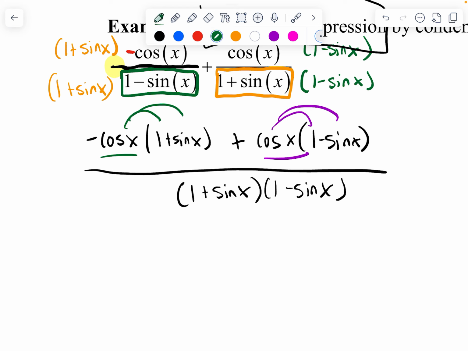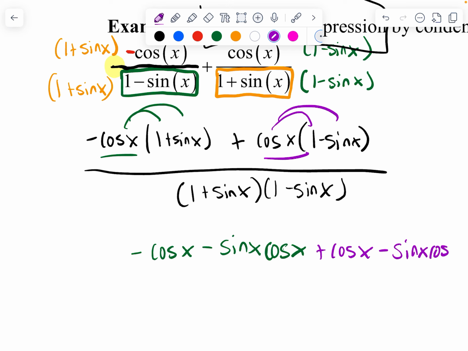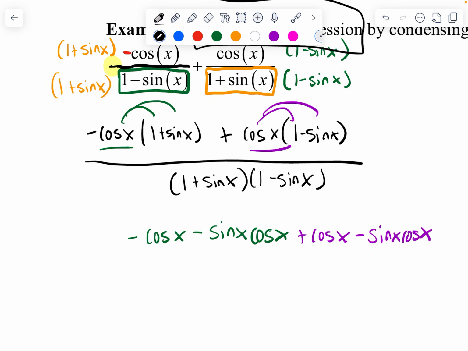So we get negative cosine x minus sine x cosine x. I'm just going to put the sine first because it rolls off the tongue easier when I say it. That's the only reason. Right? Same thing, cosine times 1 is plus cosine x, and then cosine times negative sine is negative sine x cosine x. Your denominator of the fraction, yeah, that hasn't changed. It's still there. Write it down.